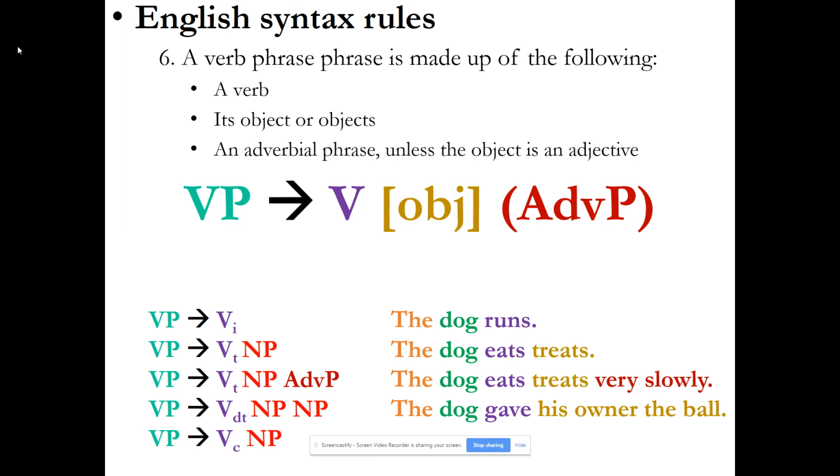And then we have the last one here. The dog is sick. So sick again is an adjective, and so, I'm sorry, actually, this right here, instead of saying V sub C noun phrase, should say V sub C AP, adjective phrase. So be sure you write down AP there, AP, not NP. Alrighty.